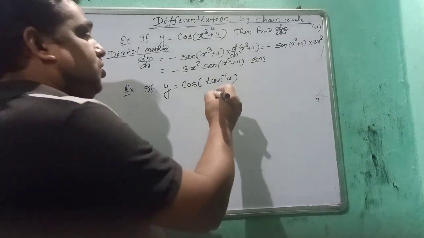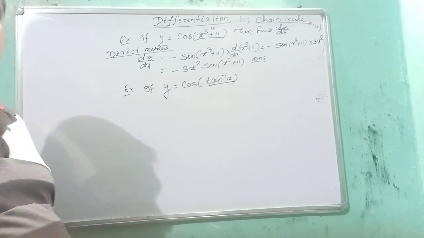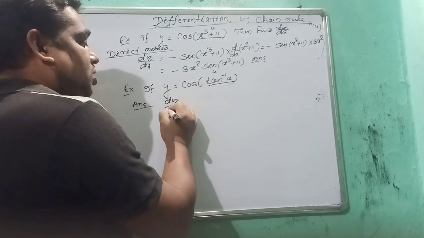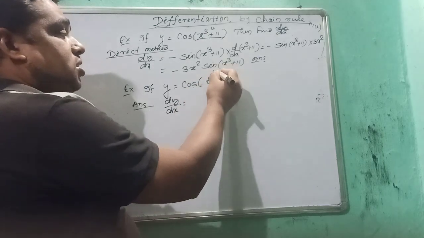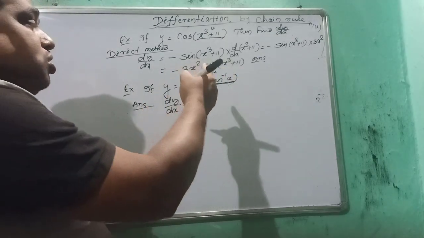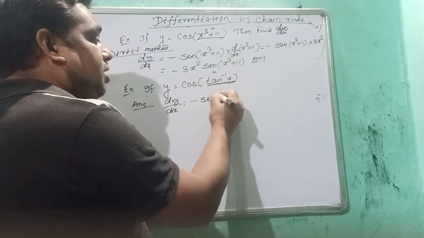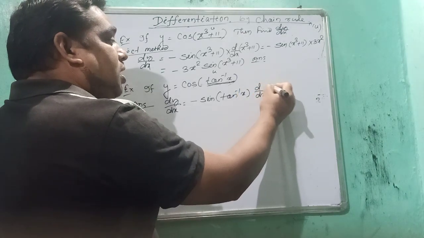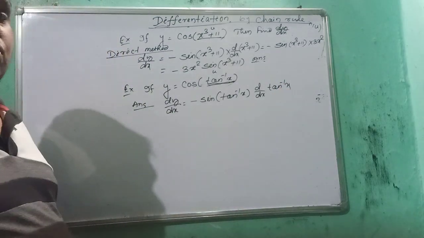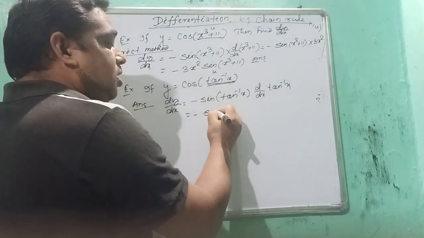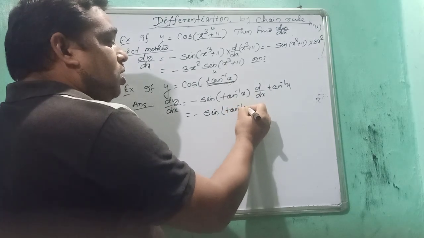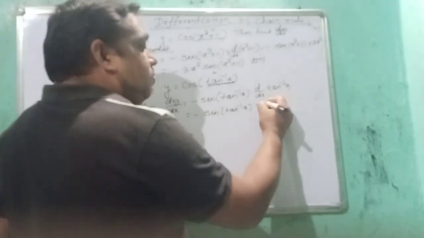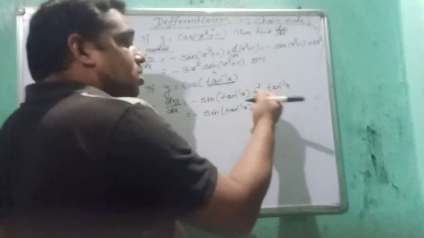Then in this case, how can you solve this one? Your tan inverse x is taken as u. Similarly, if you take the direct method, dy by dx, what is its value? Cos tan inverse x, where tan inverse x is taken as u. This function is u. The derivative of cos u is minus sin u, where u is tan inverse x, into the derivative of tan inverse x. So it is equal to minus sin tan inverse x into the derivative of tan inverse x. According to the formula, the derivative of tan inverse x is 1 by 1 plus x square. That is the answer.